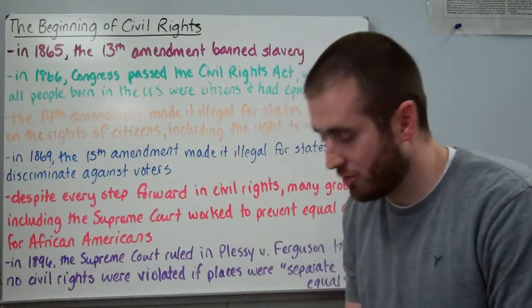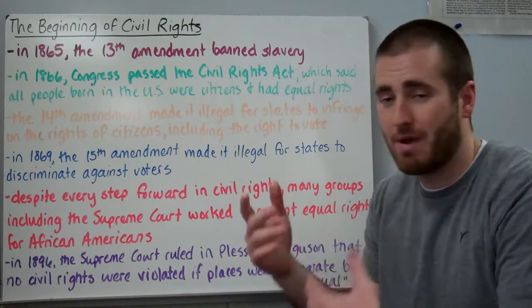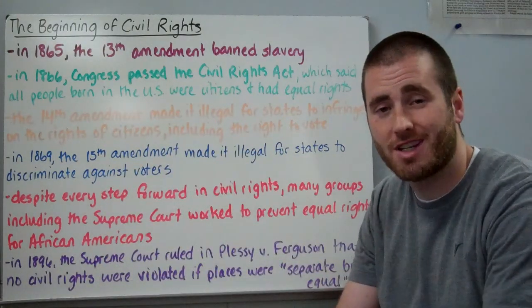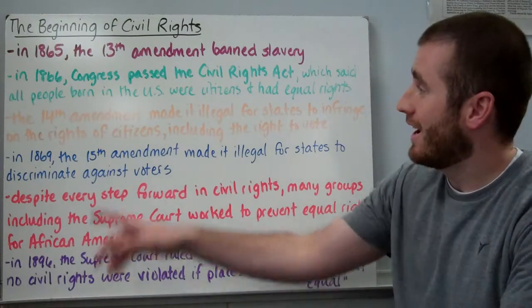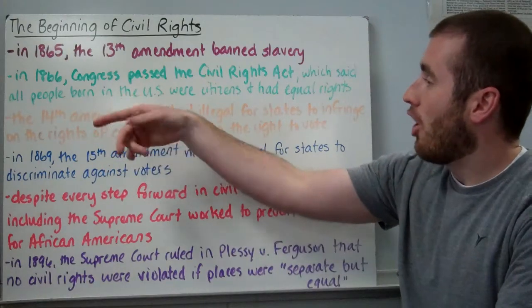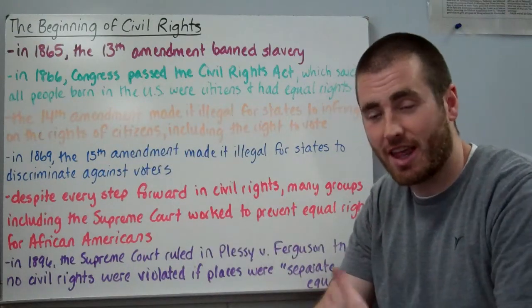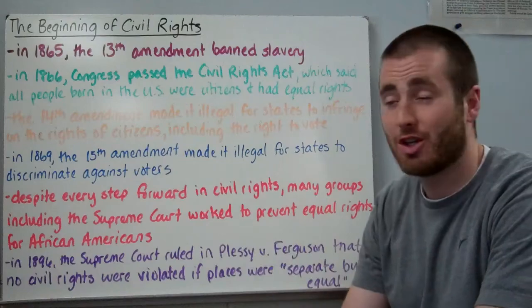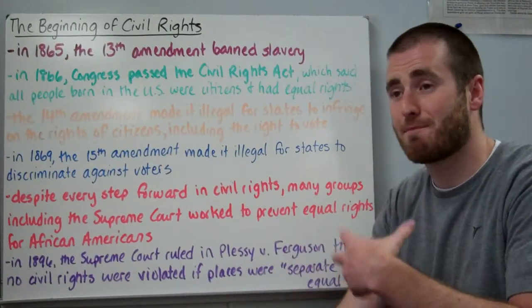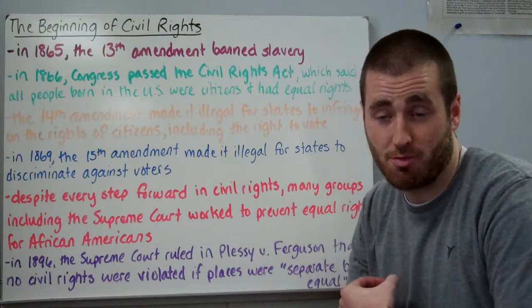Okay, so this video is called The Beginning of the Civil Rights. So we're going to backtrack and talk about how we got here to begin with. In 1865, the 13th Amendment was passed that banned slavery. In 1866, Congress passed the Civil Rights Act, which made all citizens who were born in the United States citizens and gave them equal rights. The 14th Amendment made it illegal for states to infringe on the rights of citizens, including voting rights, so states could not pass laws to prevent citizens from having rights.